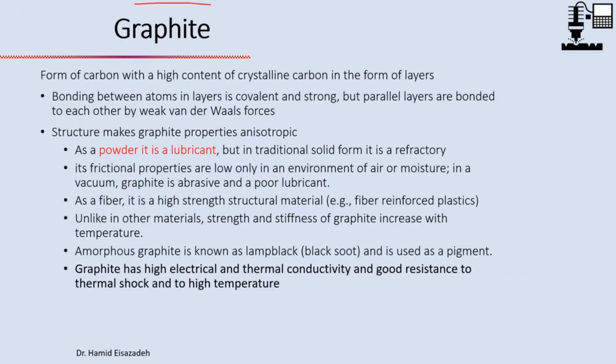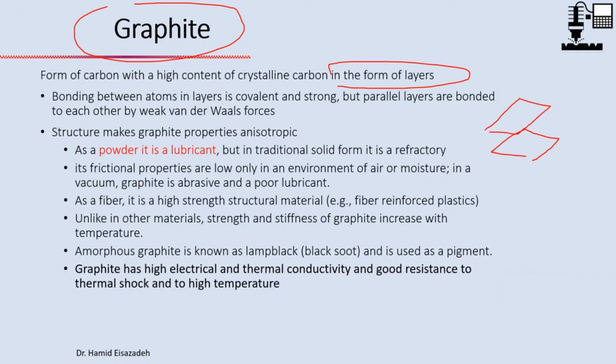The next material is graphite. Graphite is a form of carbon with a high content of crystalline carbon in the form of layers. So remember, in this graphite we have layers, and we have different types of bond. If these are two layers, we have carbon in this layer, and all of them have one type of bond, which is covalent and strong. But when we compare the bond between these two layers, the type of bond is van der Waals, and it is weak.